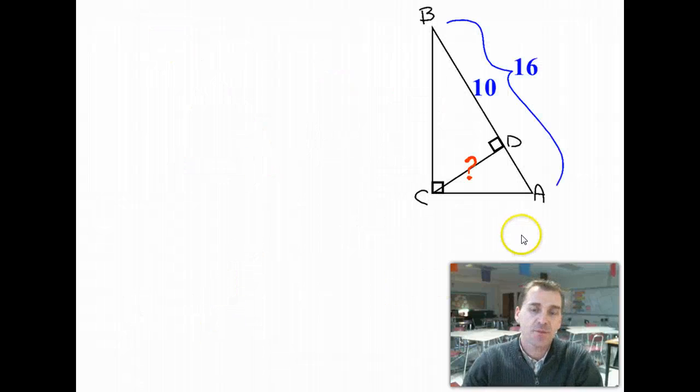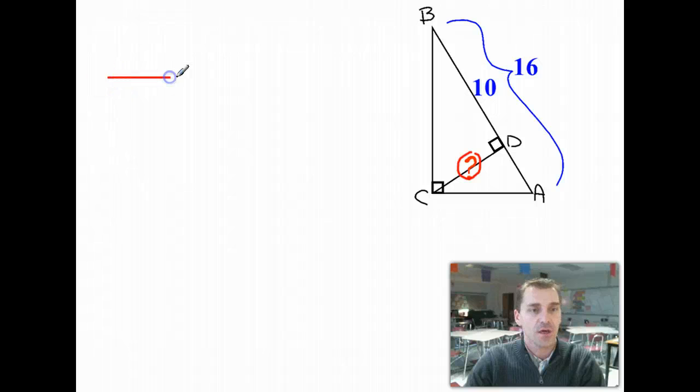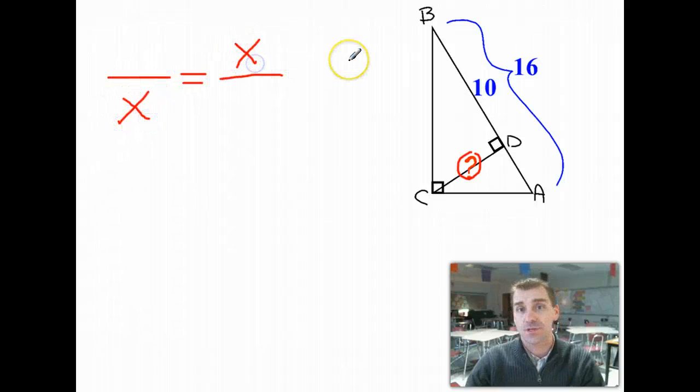Let's move on. Similar question. You have the altitude drawn to the hypotenuse of a right triangle, and we are trying to find the length of the altitude. The theorem says exactly that: the altitude length is the mean proportional. That's how you start them all. The altitude length is the mean proportional between the 2 individual pieces of the hypotenuse. BD is one of the pieces, and DA happens to be the other piece.